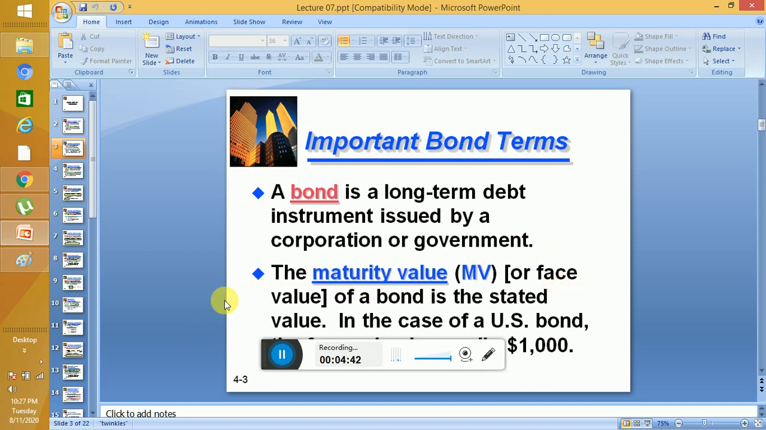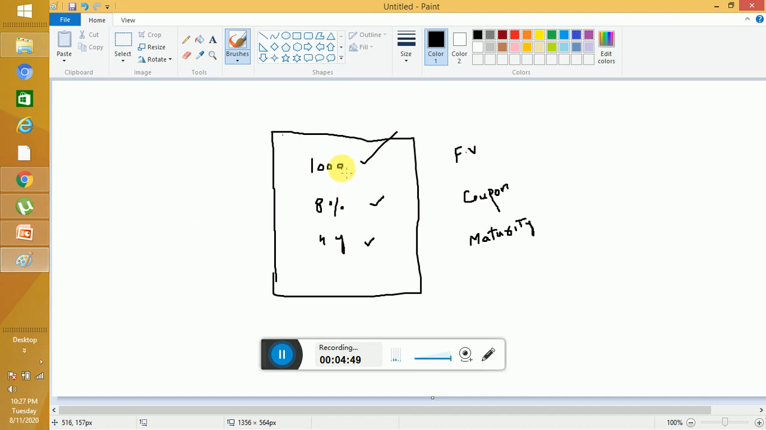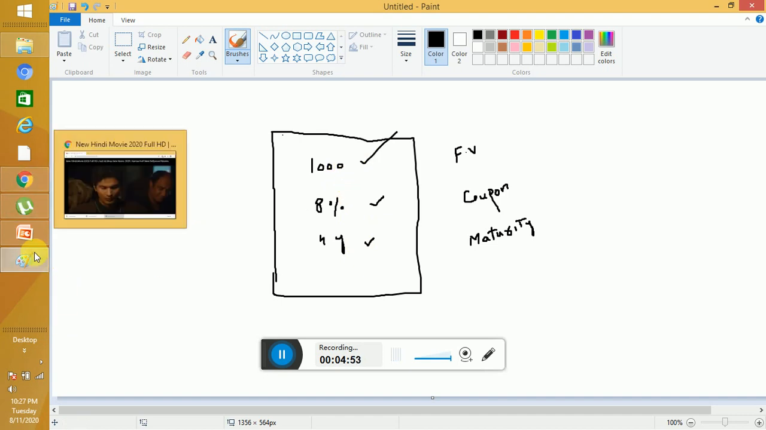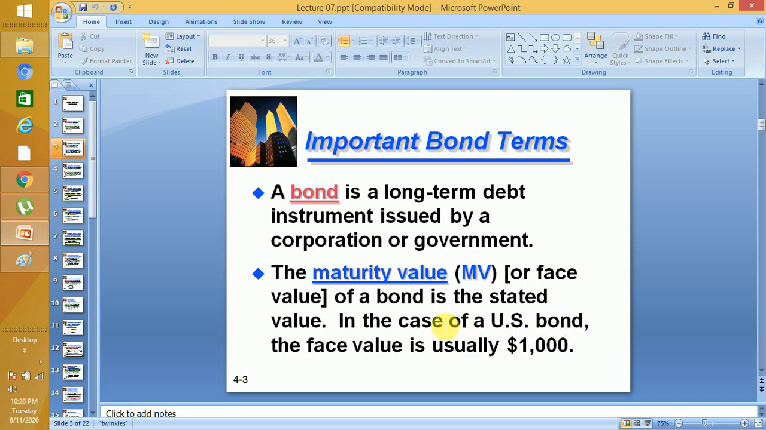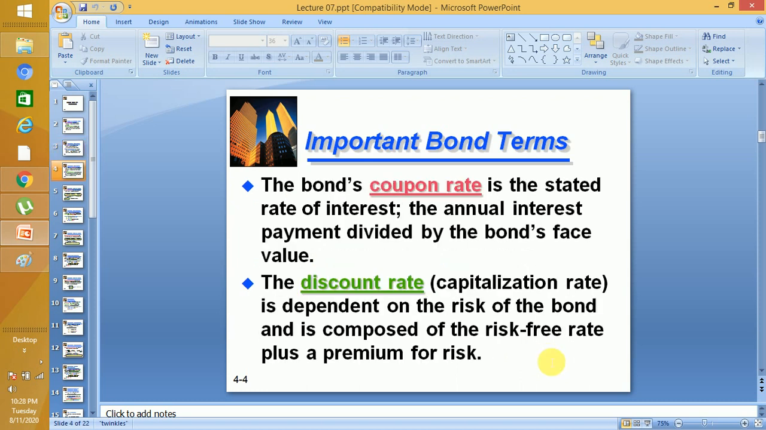The maturity value or face value of a bond is the stated value, the value which is written on the face of the bond. This is the stated value. In the case of a US bond, the face value is usually $1,000. Most US bonds have a maturity value or face value of $1,000.